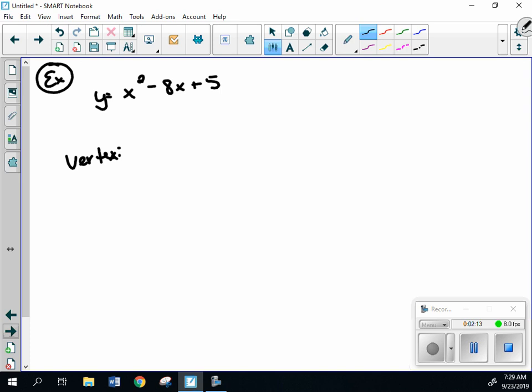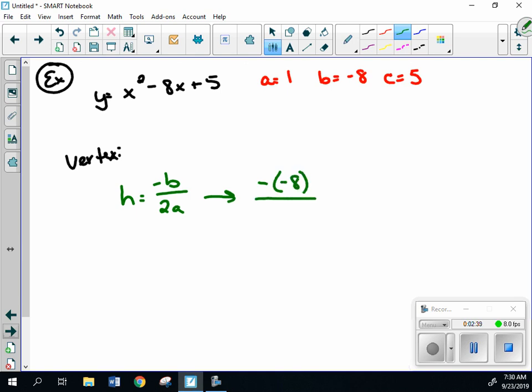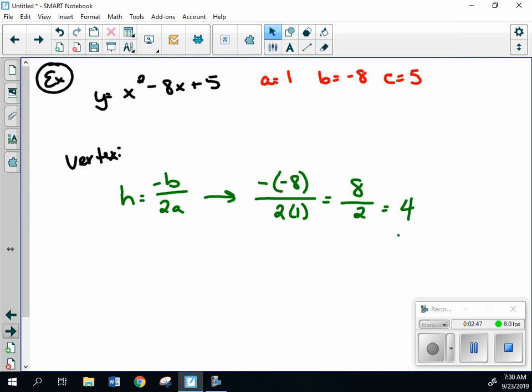Okay, so with that being said, what I always like to do is I always like to list out, okay, what's my a value, what's my b, and what's my c. So notice that 8 became negative because of the sign in front of it. We have that negative 8. So with my vertex here, I am going to substitute in my values to this formula. So I have negative 8 over 2 times 1, which is going to give me positive 8 over 2, which is 4. I have just figured out the h value for my vertex.